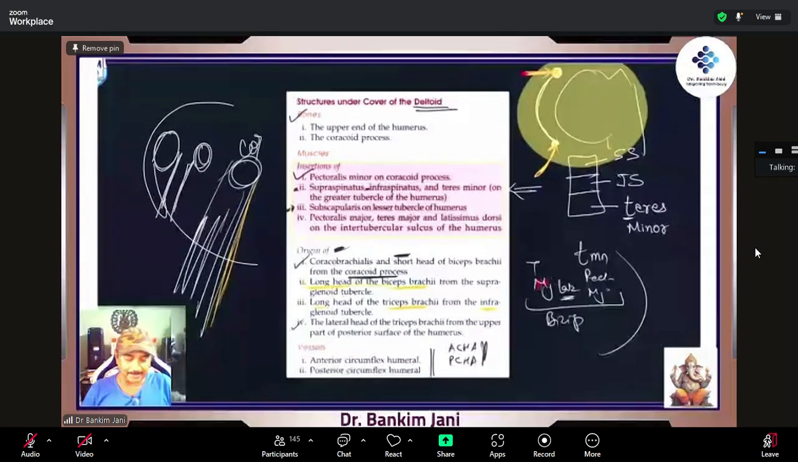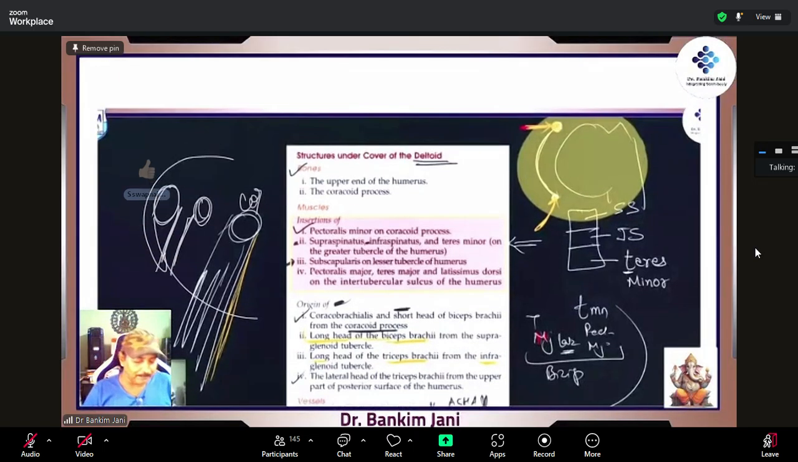Long head of biceps brachii. Now you will laugh, wondering why I am speaking so much at length, right? Obviously, long head of biceps brachii arises from the supraglenoid tubercle, and the long head of triceps, when the entire head, right? This is the glenoid cavity. Upper biceps connected, lower triceps connected, and the deltoid, the boss, covering the whole. So obviously they will also be covered. So the long head of biceps and long head of triceps are also covered. Lateral head of triceps brachii arises from the upper part of the posterior surface of the humerus. The lateral part, which is coming from the posterior side, is also covered.